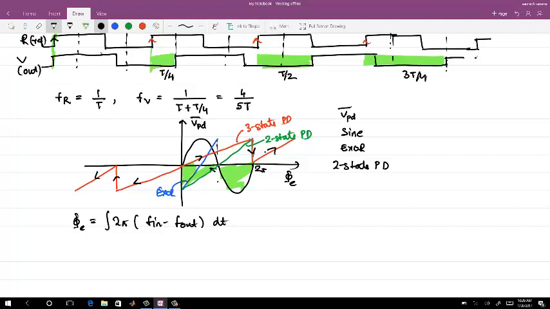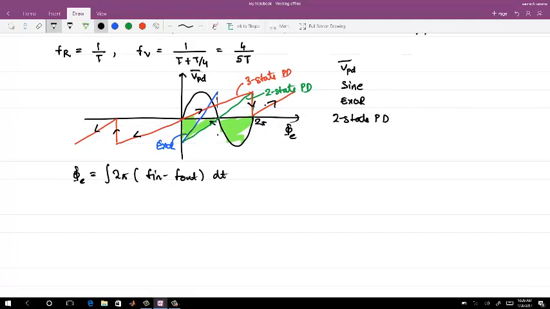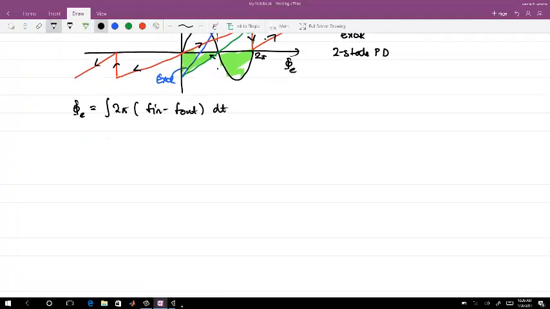Okay. And another way to look at it is on the phasor diagram. Let's say you have this as FR and FV is greater than your FR, for example. Okay, so you have delta phi, or let me call this phi1 as error.